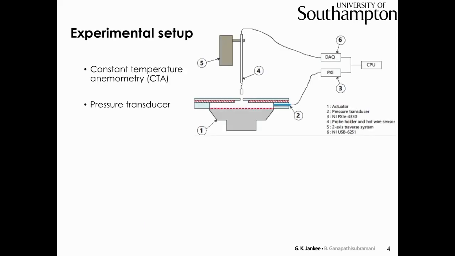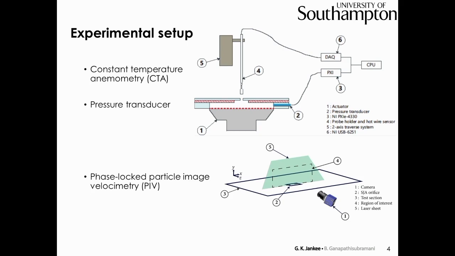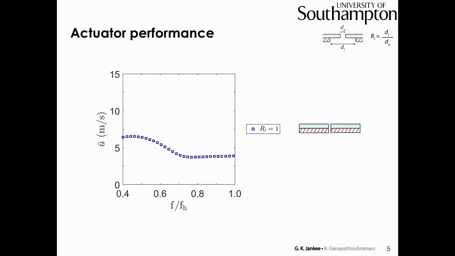To do the experiment, we used constant temperature anemometry to measure the exit velocity at a height which was away from the near field region. At the same time, we fitted the actuator with a pressure transducer to monitor the pressure variation within the cavity. After analyzing the data, we also did phase-locked PIV on some specific test cases. If we look at the results from the hot wire measurement, we can plot the exit velocity over a range of operating frequencies at a single amplitude.